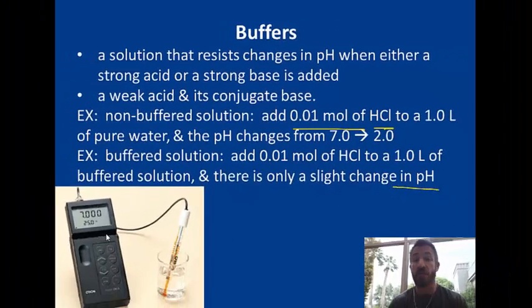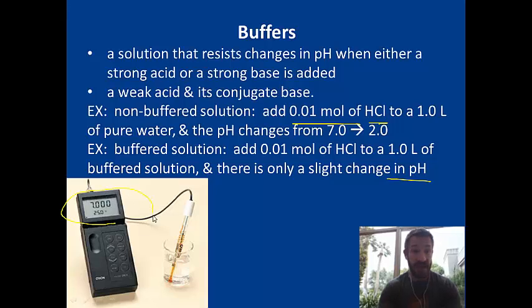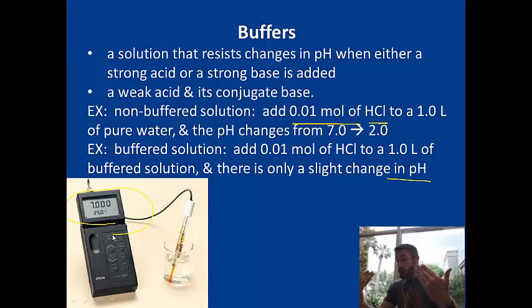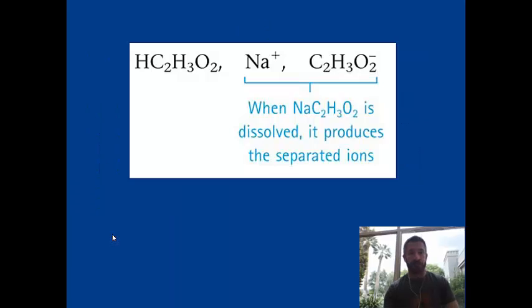Now you notice in the drawing I have here, the pH of the solution is 7. Buffers could actually be, or solutions in our buffers could be at a pH of 7 or any pH. But the point is, whatever pH that buffer is set at, when you add acid or base, the pH doesn't change very much. So how do you make a buffer?